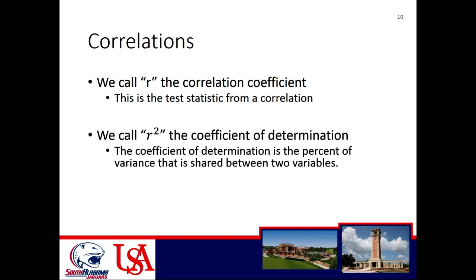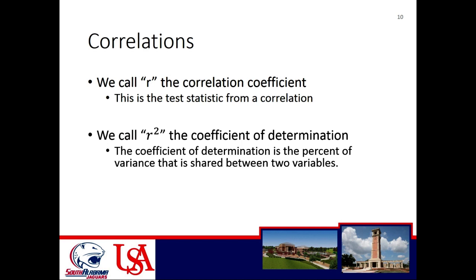We call R squared the coefficient of determination. So you just literally take your correlation result and you square it, and that's how you get R squared. And the coefficient of determination is the percent of variance that's shared between the 2 variables. So if 2 variables have a coefficient of determination of 0.05, we would say that they share 5% of their variance.